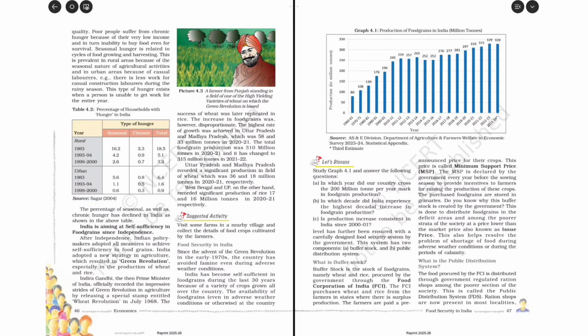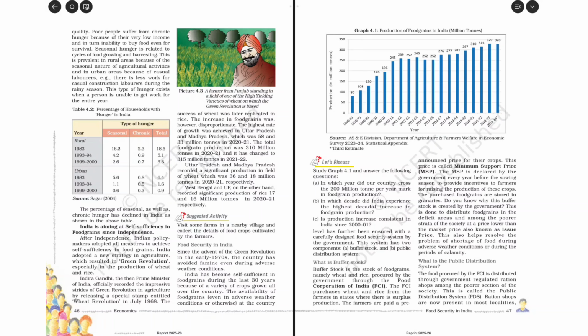Let's read about how they actually manage this. Quote, "The availability of food grains, even in adverse weather conditions or otherwise, at the country level has further been ensured with a carefully designed food security system by the government. This system has two components, A, buffer stock, and B, public distribution system." What is buffer stock? Buffer stock is the stock of food grains, namely wheat and rice, procured by the government through the Food Corporation of India, or FCI. The FCI purchases wheat and rice from the farmers in states where there is surplus production. The farmers are paid a pre-announced price for their crops. This price is called minimum support price, or MSP.